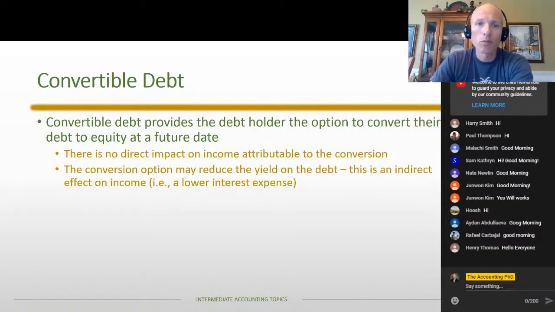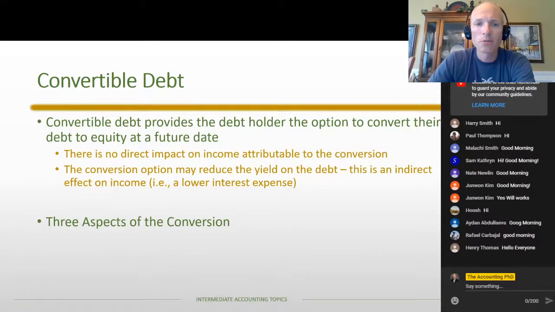Now, this is important. The conversion option may reduce the yield on the debt. So this is an indirect effect. In other words, there is value to having the conversion option. And so a lot of times the yield on that debt, in other words, the market's required rate of return, is going to be lower because of that conversion option. And so the company will have a lower interest expense as long as that debt is outstanding. So there is an indirect benefit to having the conversion option. There's just no direct income effect from the conversion itself.